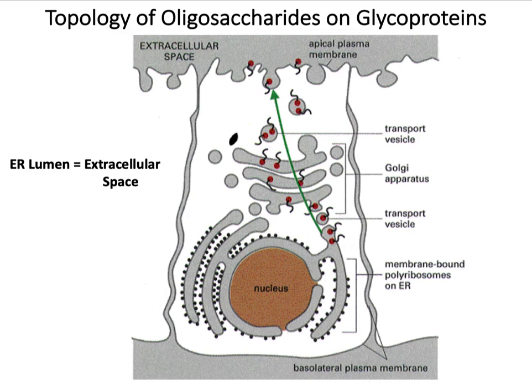So the third point that we want to make is about the topology of the oligosaccharides on the glycoproteins. We have talked about this earlier, and the point we are trying to make here is that the ER lumen is equivalent to the extracellular space. So the part of the secretory protein that is found in the ER lumen and is trafficked to the plasma membrane will end up on the extracellular side of the cell. So let's see how it happens.